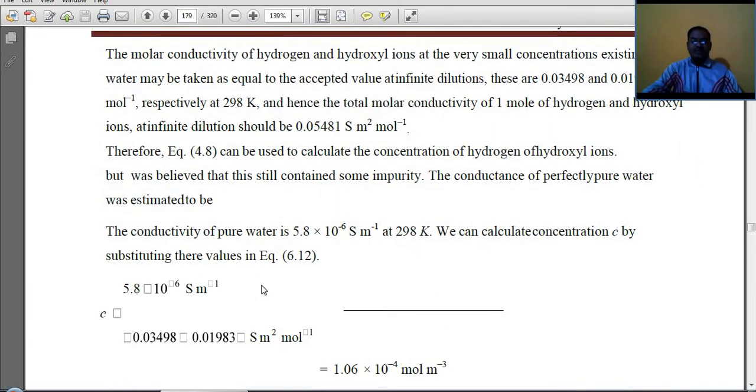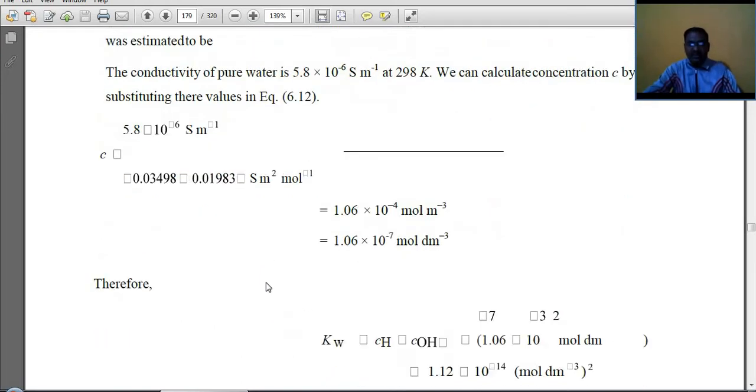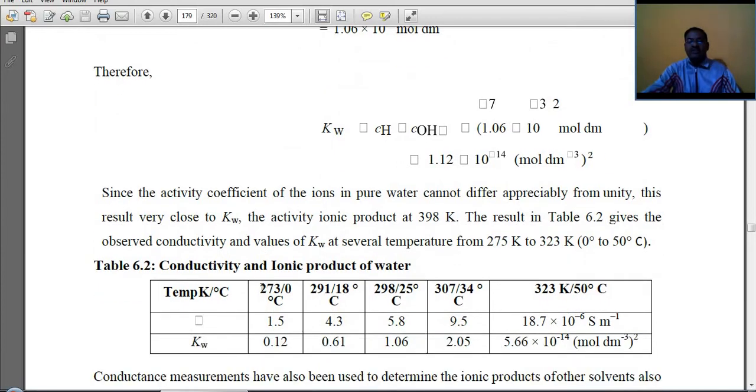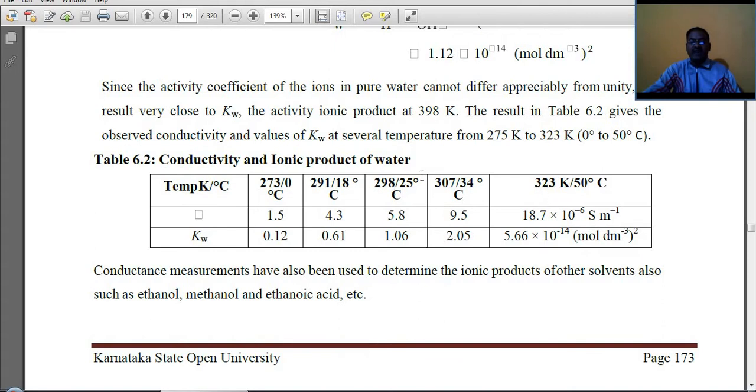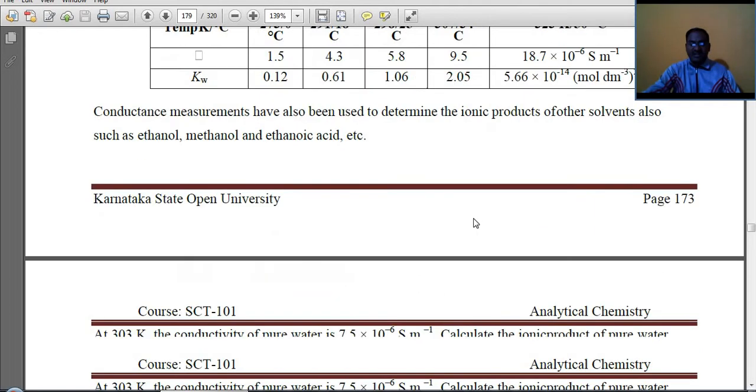In the ionic product of water, the conductivity of pure water is 5.8 into 10 to the power of minus 6 Siemens per meter at 298 Kelvin, that is 25 degrees Celsius. We can calculate the concentration C by substituting these values in that equation. Finally we get 1.12 into 10 to the power of minus 14 mole square per dm cube square. This is the ion conductivity and ionic product of water.